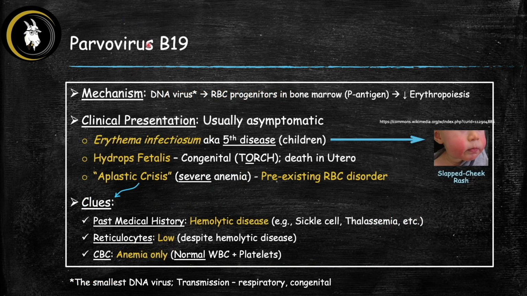Okay, so let's move on to the next cause, which is infection by a virus called Parvovirus B19. This is a DNA virus. In fact, a fun fact for the micro portion of the USMLE is that it is the smallest DNA virus that infects humans, and it's transmitted by the respiratory route most commonly, but it can also be passed down from mom to fetus during pregnancy.